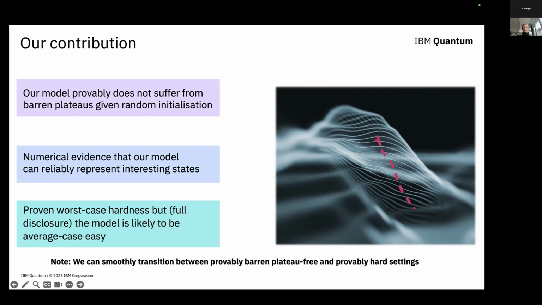Great. Oh, and one additional note, and I'll highlight this a couple of times throughout the presentation: one thing that's particularly interesting about the system is that we can have a smooth transition, guided by a simple classical optimizer, between the setting where we know that we're provably barren plateau free and where we're provably hard, hence where we can represent the quantumly interesting states.